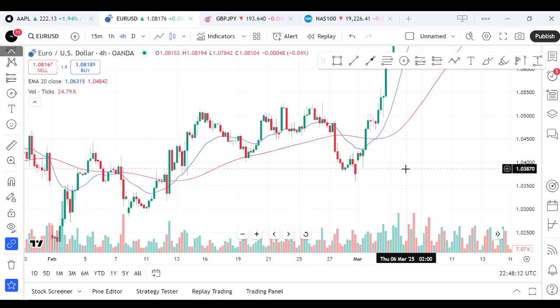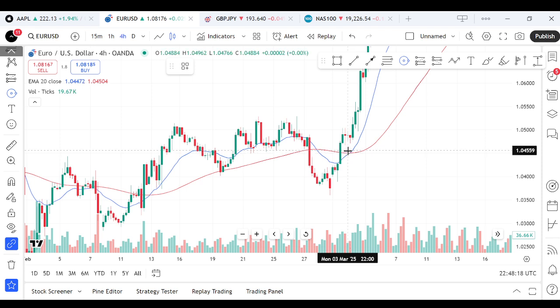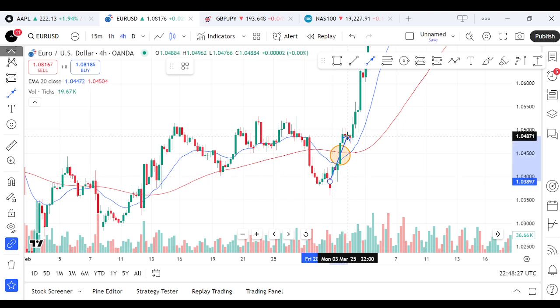Now, when we talk about breakouts, we're talking about price moving above both EMAs and also looking out for crossovers at the same time. We have price breaking out of this from below the EMA to above the EMA.